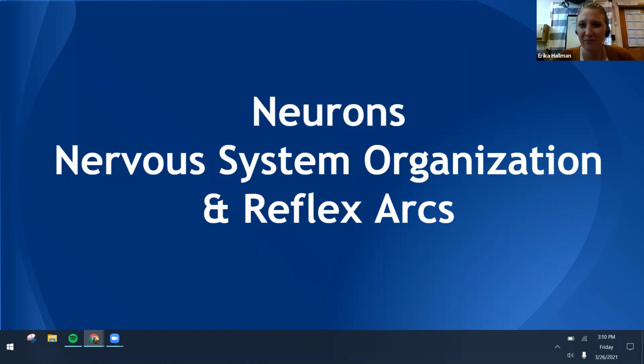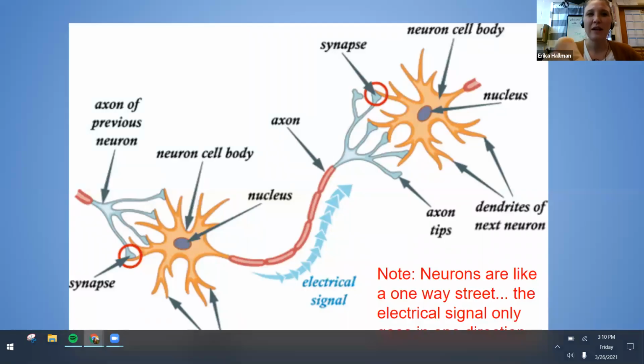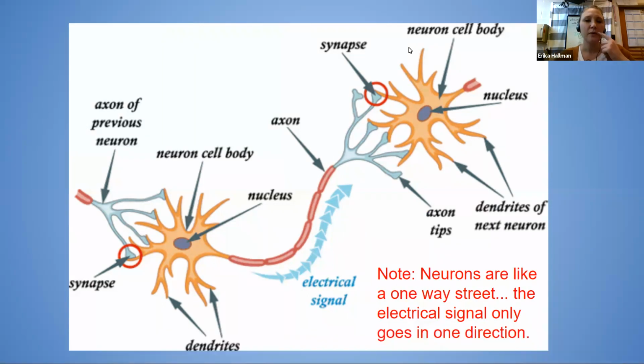So let's get started. Very first thing we're going to talk about is the main cell of our nervous system. And the main cell of our nervous system is, of course, a neuron. So this neuron that we are seeing on our screen now has a couple different parts, and you'll definitely want to make sure that you know these parts.